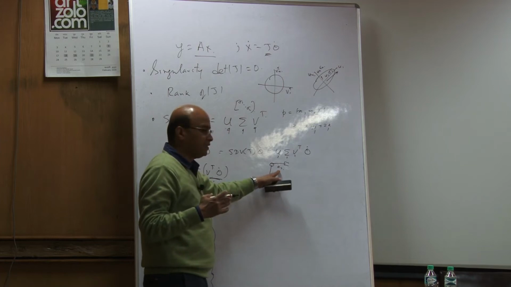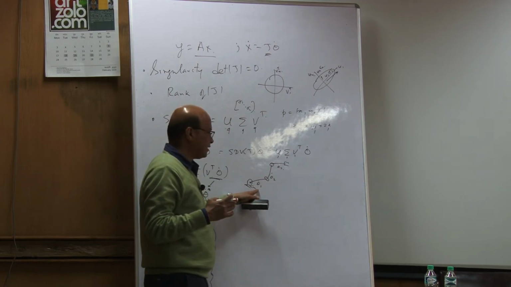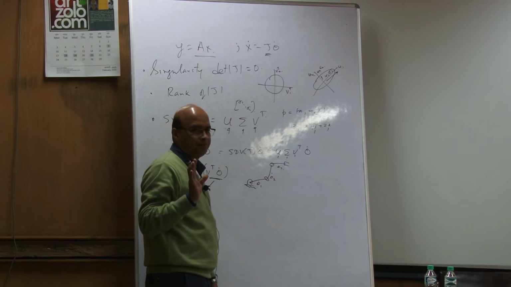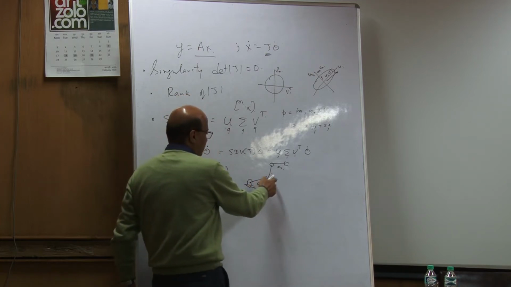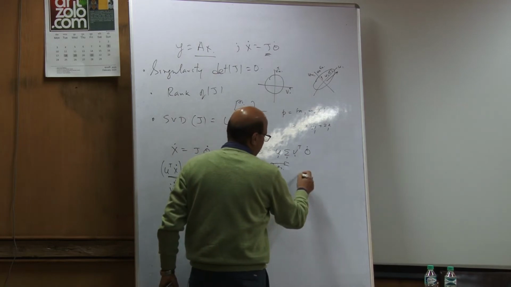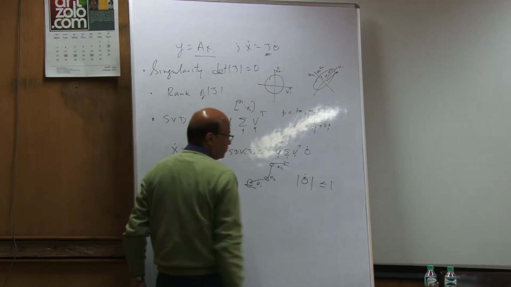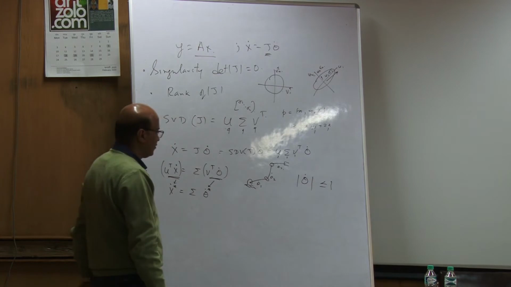So if the joint velocities are governed by a maximum velocity of the motor, then I can normalize this and say that all the normalized velocities are less than or equal to 1. Maximum is 1. I'm normalizing the velocity. All the motor joint velocities are normalized, and I'm saying that the mod of this is less than or equal to 1. Normalized velocity. Okay?